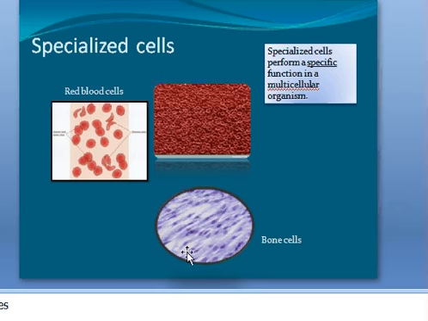So here's a picture of all the red blood cells. Bone cells, you can see they certainly look different than red blood cells. Specialized cells usually perform a specific function, and you see that in a multicellular organism. You're not going to see that in a one-celled organism. We as humans have many, many specialized cells.